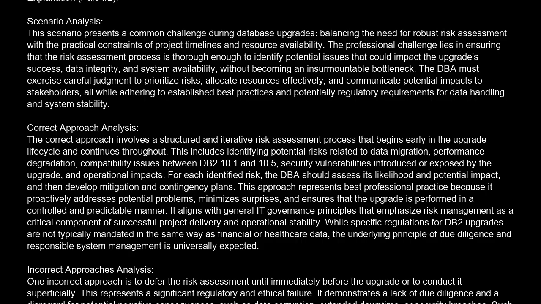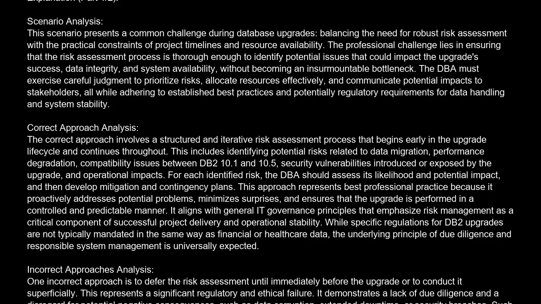Incorrect approaches analysis. One incorrect approach is to defer the risk assessment until immediately before the upgrade or to conduct it superficially. This represents a significant regulatory and ethical failure. It demonstrates a lack of due diligence and a disregard for potential negative consequences, such as data corruption, extended downtime, or security breaches. Such an approach could lead to non-compliance with internal IT policies and potentially external service level agreements, SLAs, if system availability is compromised. It is professionally unacceptable because it prioritizes expediency over responsible system management.